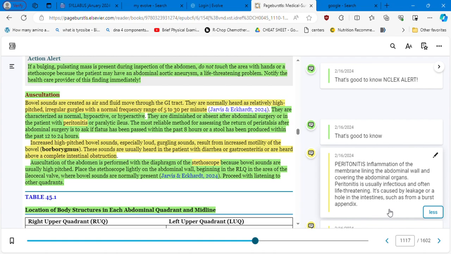And also when there is a complete intestinal obstruction. So the movement cannot be performed. That's why these sounds are going to go back and forth.